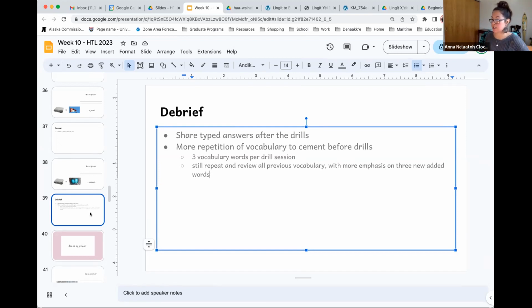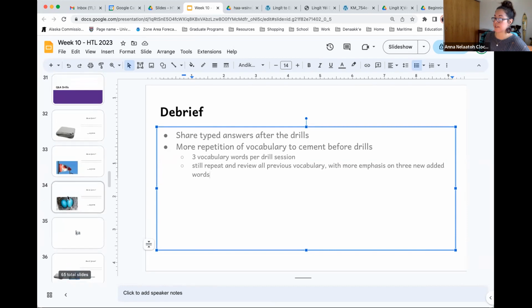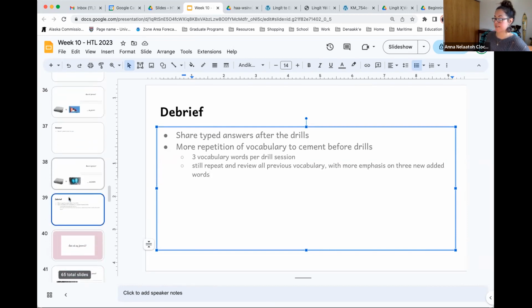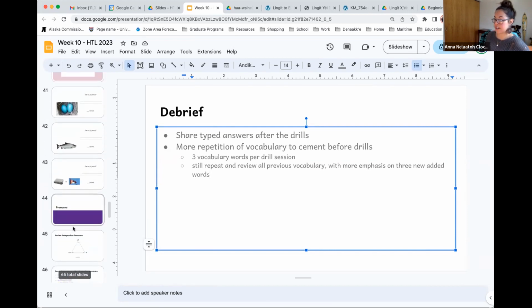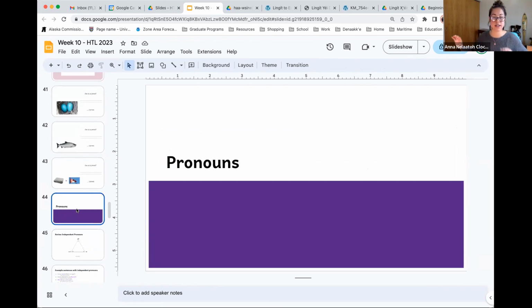All right. So we did some drills. We worked on it. We had a little debrief. Now what I want to do is kind of switch gears. So we focused for most of class today on pronunciation and speaking.